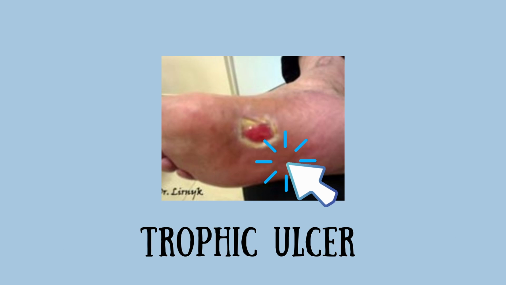Now next is the trophic ulcer. It is also called a pressure ulcer, and it is seen in diabetic patients and in leprosy patients. Okay, so these are all the different kinds of ulcer that we have seen. Then next comes history. So how are we going to take the history?